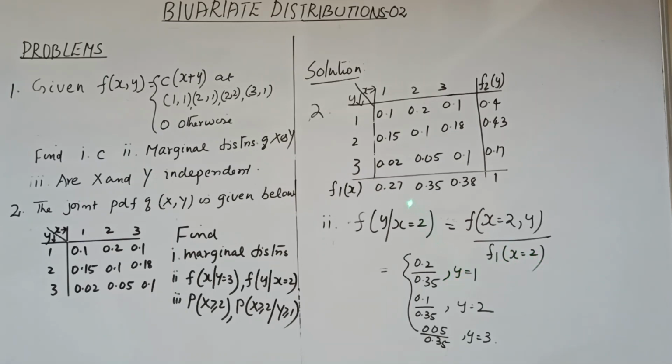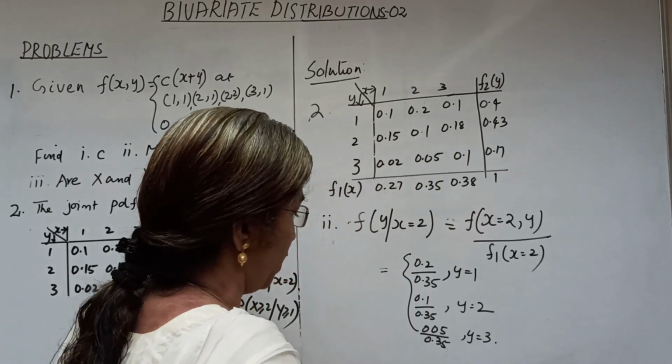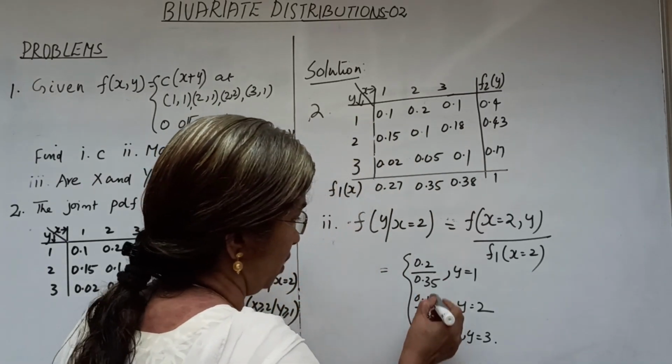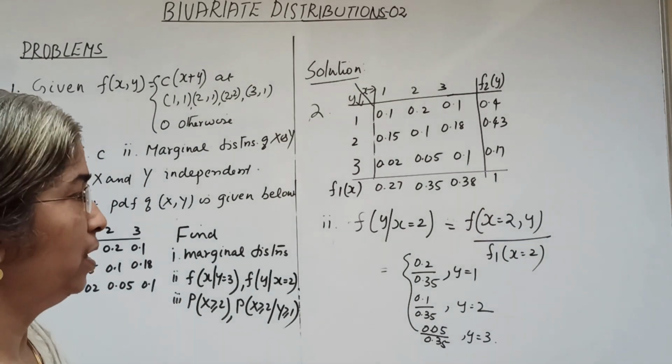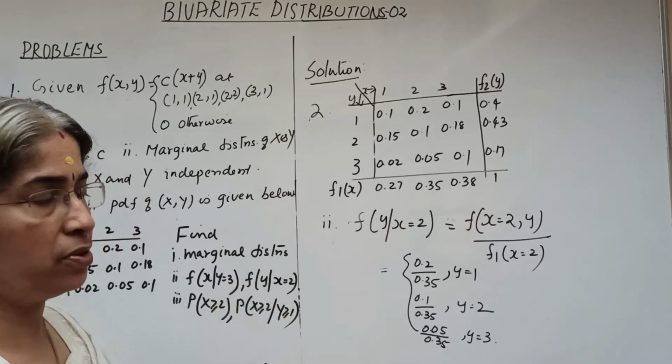So at y equal to 1, the second column we have to consider, and the value is 0.2. So the ratio is 0.2 divided by 0.35. And for y equal to 2 it is 0.1 divided by 0.35, and for y equal to 3 it is 0.05 divided by 0.35. You have to obtain these values and the total will be equal to 1. So here we have obtained the two conditional distributions.